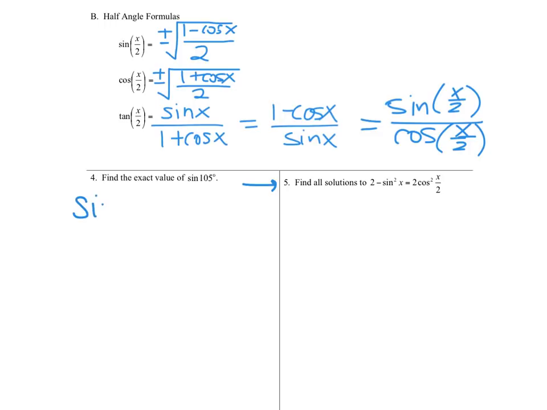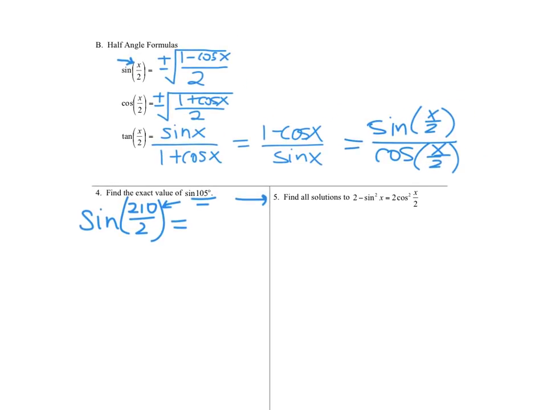So this is the sine of 105 degrees. We're going to use the half angle formula. So this is really the sine of 210 over 2. Okay? Now, if you notice, in our half angle formula, x is this up here. So this is x right here when I plug it into my formula for plus or minus the square root of 1 minus cosine x. X is going to be 210. So this is equal to.